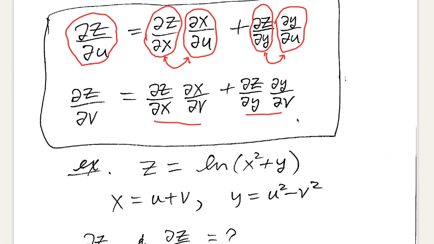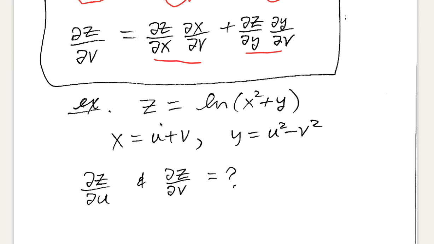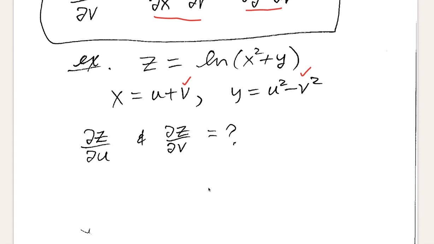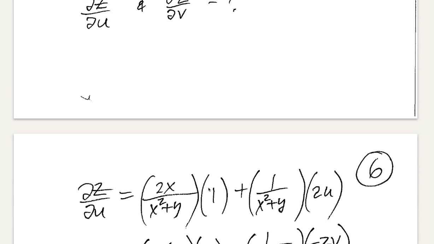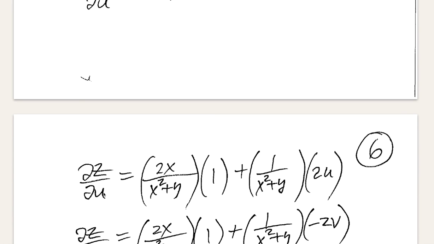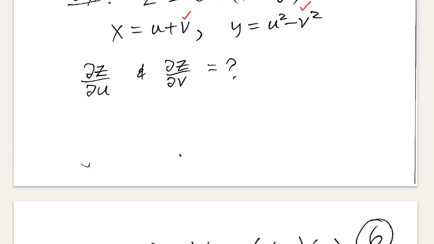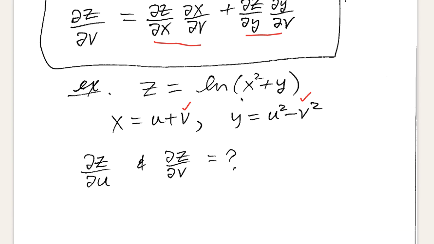Let's go ahead and take an example. Suppose z is the natural logarithm of x squared plus y, and let's suppose that x equals u plus v and y is u squared minus v squared. I want to know the partial derivative of z with respect to u and v. So what are we going to do? We're going to take the partial derivative of z with respect to u. The first thing, we're going to take the partial derivative of z with respect to x, so that would be the reciprocal.